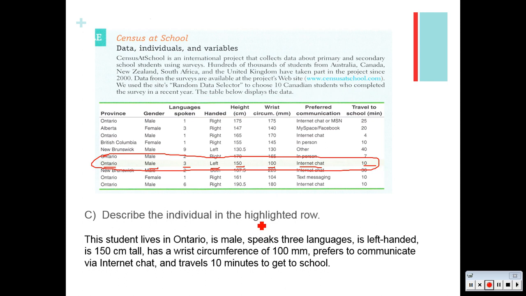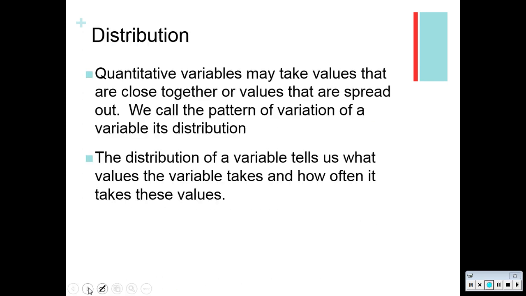So those are some different things that you should be able to identify in terms of individuals and variables, and then also being able to differentiate amongst the different variables what type they are, whether they're categorical or quantitative.